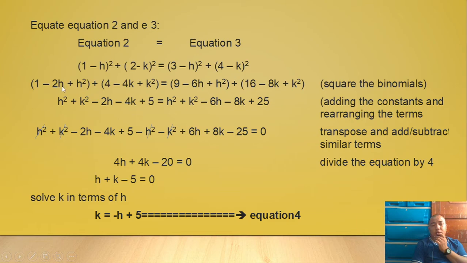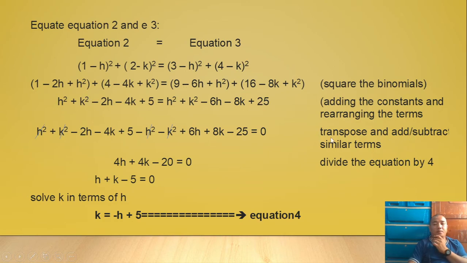So (1 minus h) squared is 1 minus 2h plus h squared. (2 minus k) squared is 4 minus 4k plus k squared. (3 minus h) squared is 9 minus 6h plus h squared. (4 minus k) squared is 16 minus 8k plus k squared. Then add the constant and rearrange the terms. Start with h squared plus k squared, to be followed by minus 2h minus 4k, then add the constant 1 plus 4, 5. H squared plus k squared minus 6h minus 8k, 9 plus 16, 25.